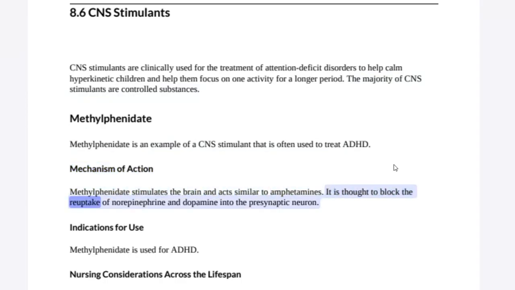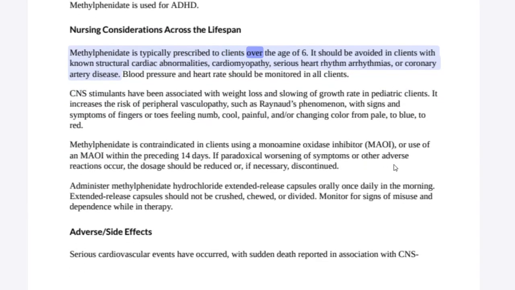It is thought to block the reuptake of norepinephrine and dopamine into the presynaptic neuron. Indications for use. Methylphenidate is used for ADHD. Nursing considerations across the lifespan. Methylphenidate is typically prescribed to clients over the age of 6.